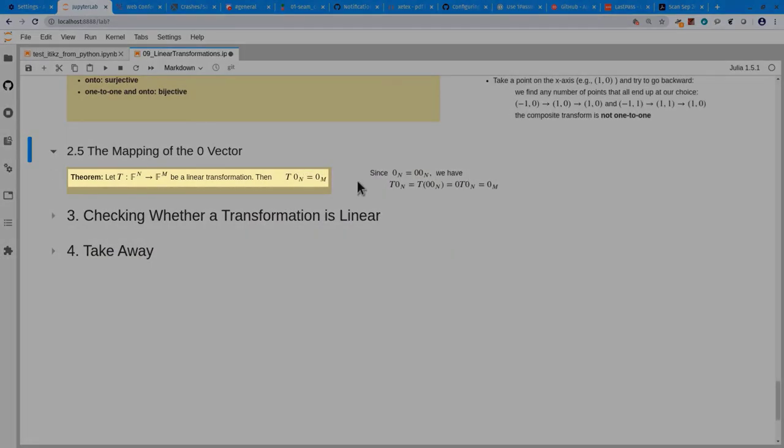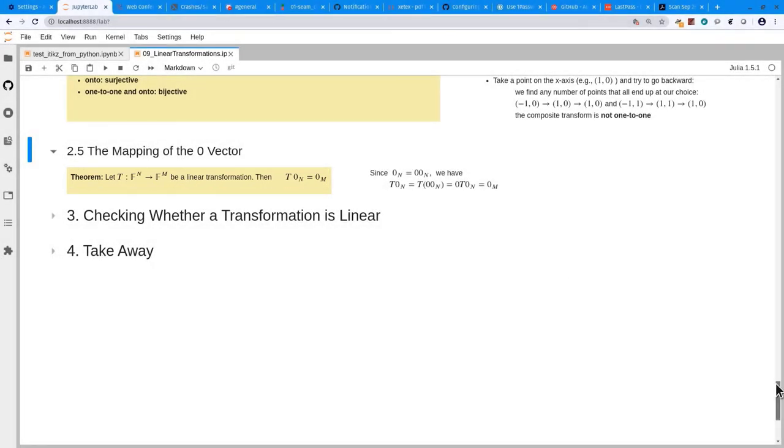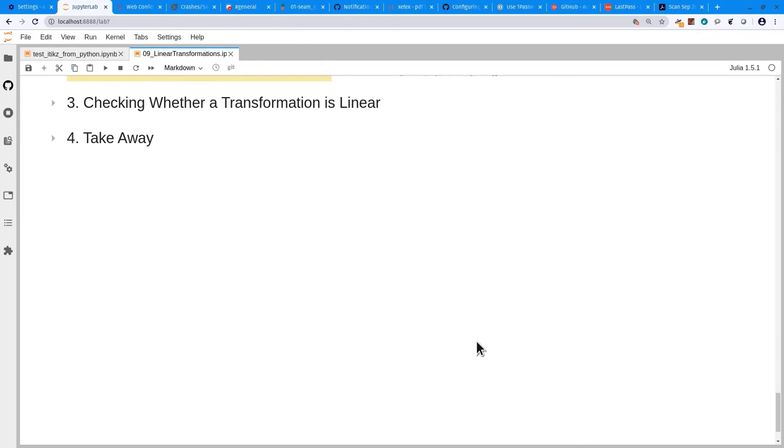The last theorem that I want to pull out is that a zero vector will transform into the zero vector when I have a linear transformation. So from what you've said, linear transformations can be represented as matrices. If the equation is not linear, I can't represent it as a matrix. So what we want to do is figure out whether or not the transformation we're given is actually linear. So how do we check?